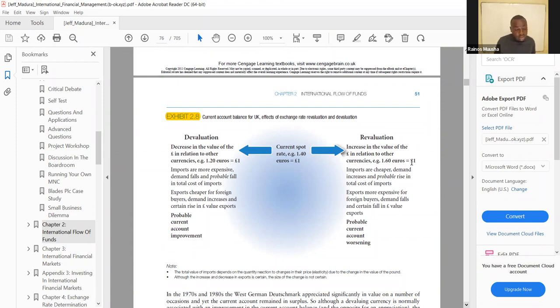So which means that our exports are expected to decrease, but our imports are expected to increase. Because of this, we have a probable current account worsening. So basically, we're expecting a worsening of the current account.